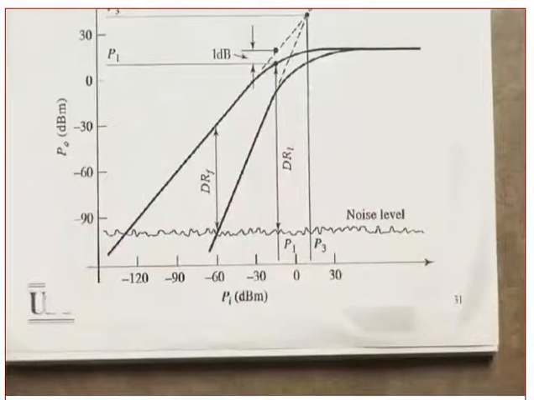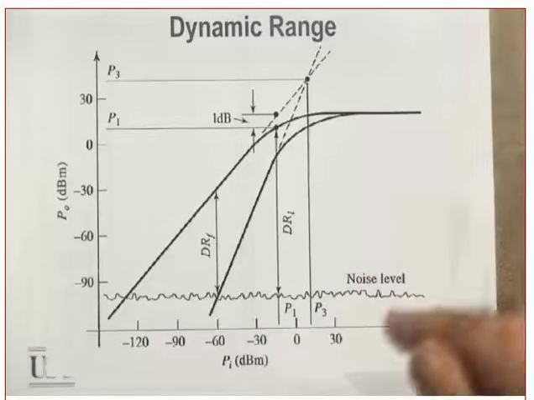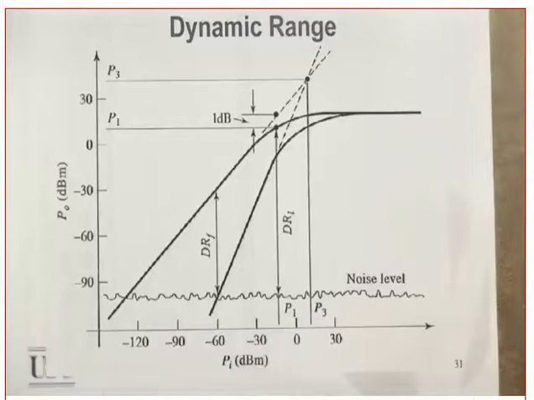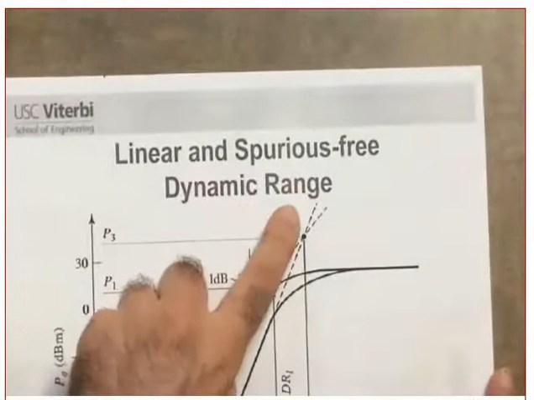Yes or no? I'm not sure. Did you get this or not? Does it matter, the ratio? If you look at the input side or the output side, does it matter? It's the same ratio. It will cancel from the numerator and the denominator. Yes? Okay. Now, what is the spurious-free dynamic range?